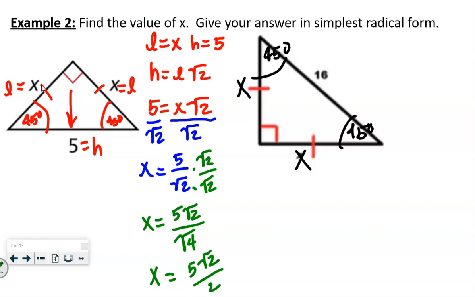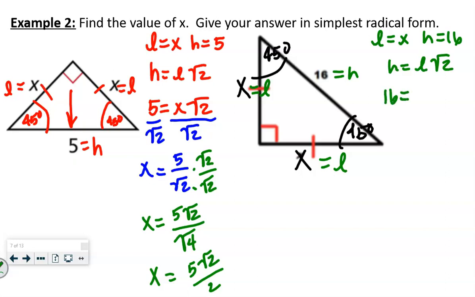So we're going to label again. So this is our legs, right? Leg and leg. And this is our hypotenuse. So the leg is equal to our x this time, and the hypotenuse is equal to 16. So our formula again is h equals L square root of 2. So we're going to populate that. So our h again is 16 this time, and this is x square root of 2.